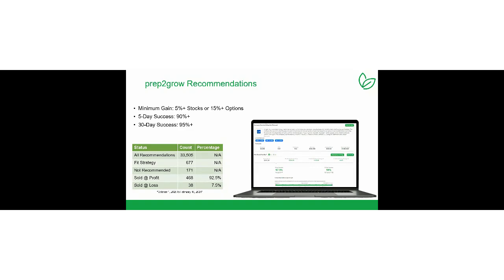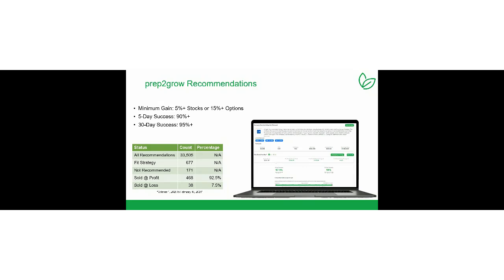Success rate within 30 days. So how successful was it to execute within 30 days? 5-day and 30-day, they're actually different recommendations we make. Some of our stocks and options may be great for 5 days, but not for 30 days, or vice versa. So just know that the combined 90 plus success rate for 5 days and 30 days means that there's a higher chance of them being successful than not. And we'll get into the numbers in a second.